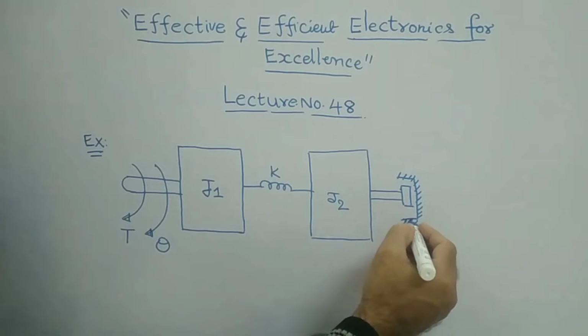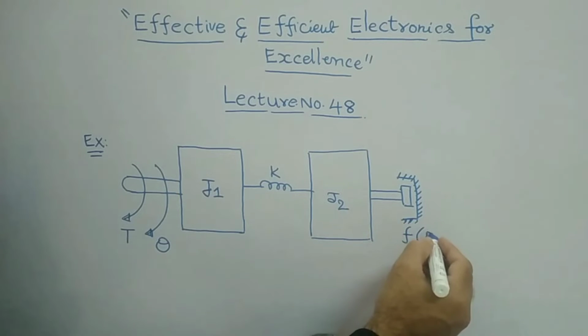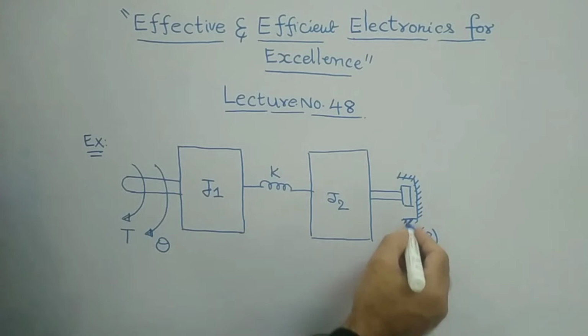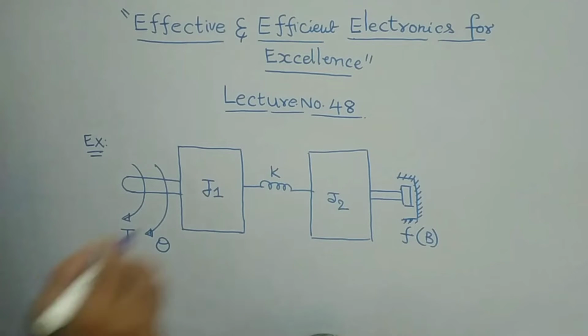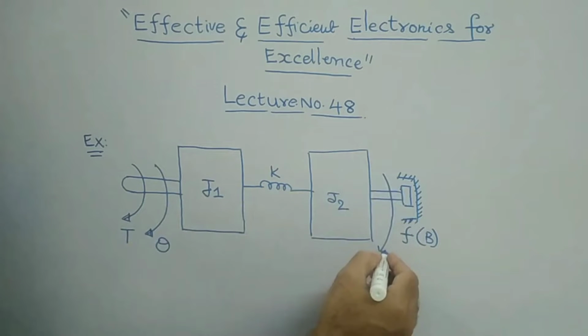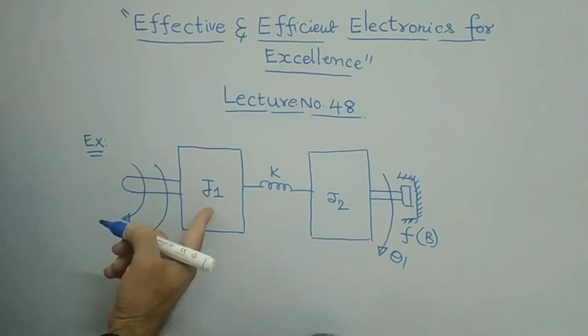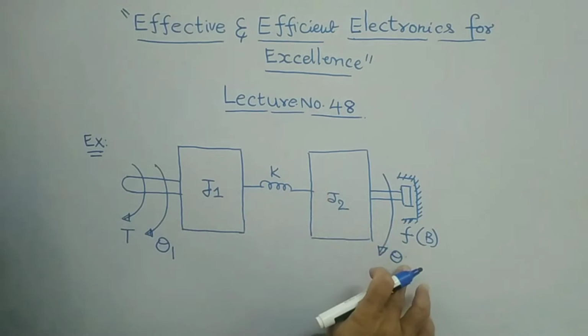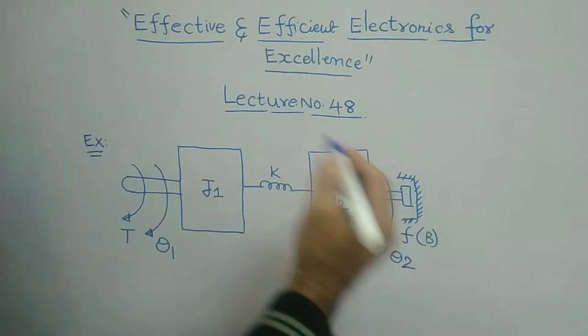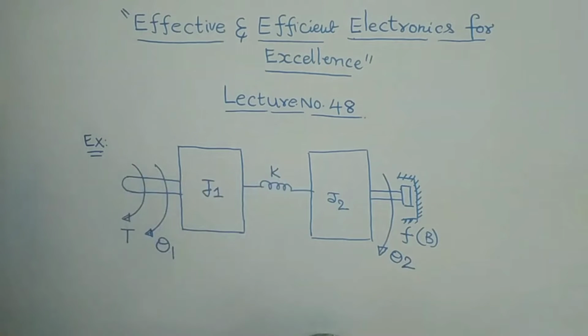Actually, in the problem it is given as F. Nothing wrong, you can consider it as B also. As it is given as F in the problem, I will also consider it F only, and the angular displacement here is given as theta 1. For our simplicity, you can consider it as theta 1. Because J1 is given and then J2, you can consider it as theta 2 for convenience, right? This is the example of a mechanical rotational system.